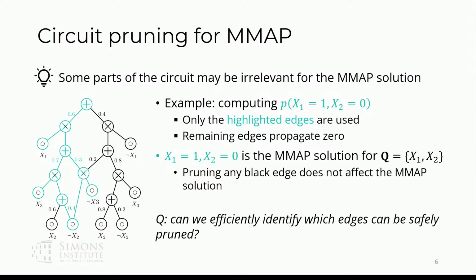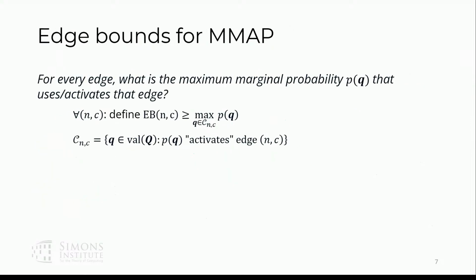So now the question boils down to: can we efficiently identify which of these edges we can prune? Can we identify which of the edges will be irrelevant for your marginal map solution? For that, what we're going to do is define a bound on every edge. For every edge, we're going to say what's the largest marginal probability you can get from an assignment that actually uses that particular edge.